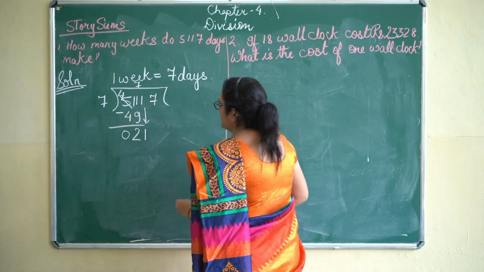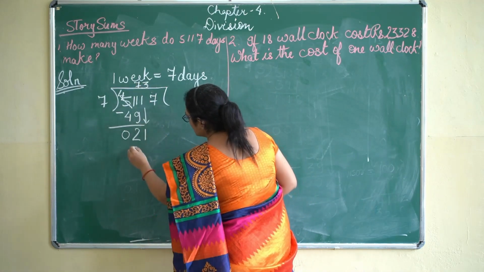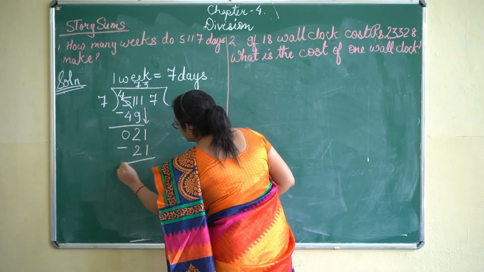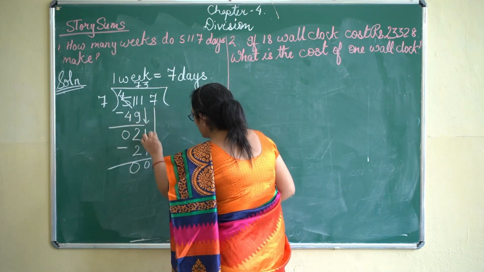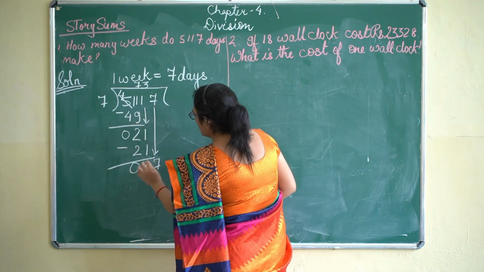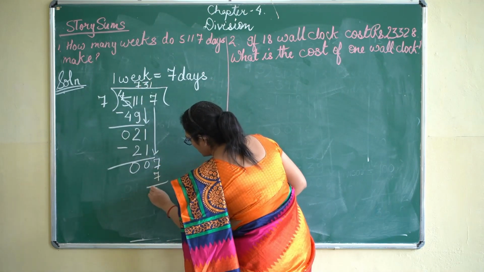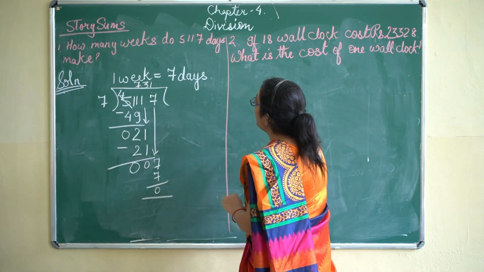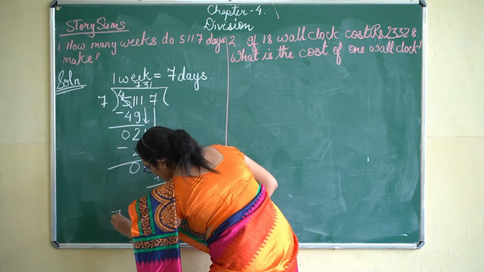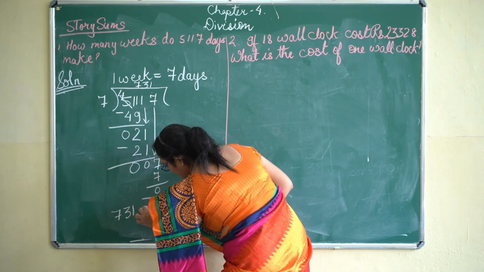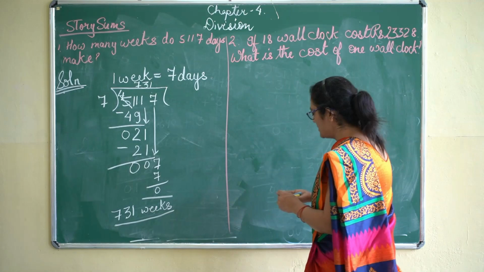In the table of 7, when does 21 come? 7 3s are 21. Now we will subtract. 1 minus 1 is 0. 2 minus 2 is 0. Now we will bring 7 down. In the table of 7, when does 7 come? 7 1s are 7. Okay. So in 5,117 days, how many weeks are there? 731 weeks are there. Okay, now we will move on to the next question.